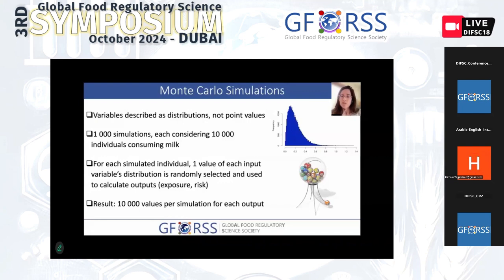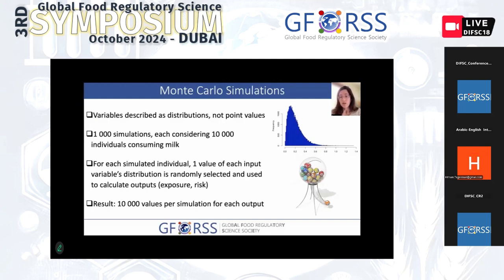In our model, for each of the population groups considered, so we saw adolescent males, females, adults, males, females, we will simulate 10,000 individuals, each with a specific body weight, ingesting a given amount of milk that is contaminated with AFM1 at a certain level. So this will be the case for each of the 10,000 individuals in the simulation.